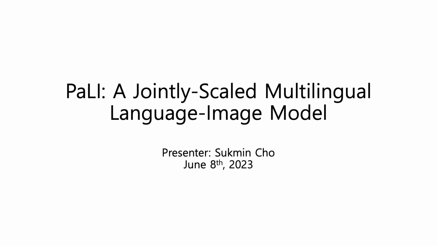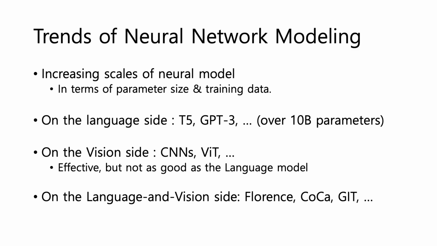Let me introduce the paper PaLI, a jointly scaled multilingual language image model. Currently, increasing neural network capacity has been a successful trend in both unimodal and multimodal side. Most of our large models have shown significant advantages from the largest set of training data and over 1 billion parameters. On the language side, T5, GPT-3, PaLM, and lots of such models have been proposed.